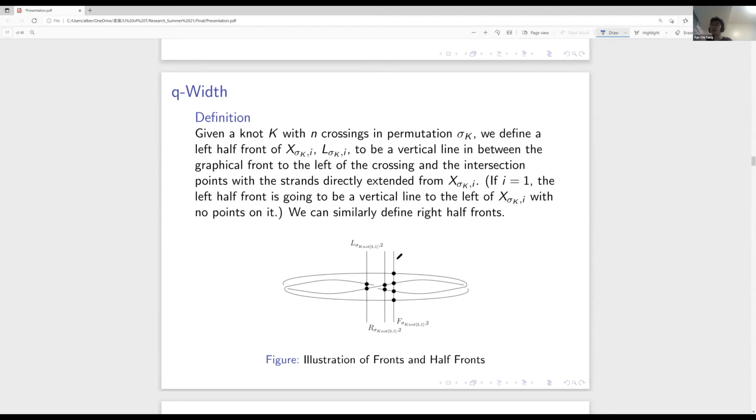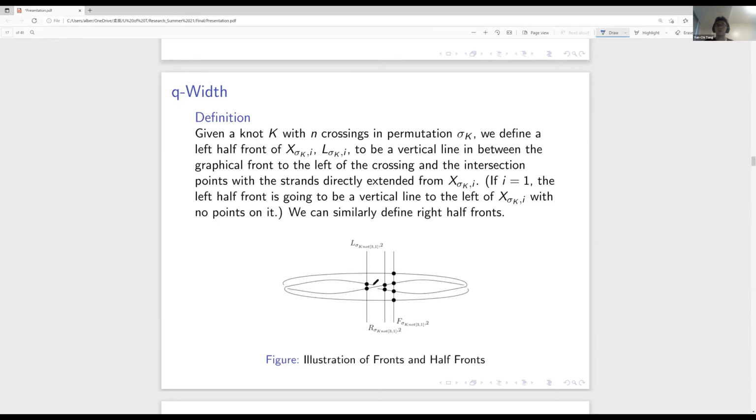To do that, we want to know what the task at hand is when we connect to the next crossing, and what we already have. So with that, we're going to define something called the left and right fronts. Left and right fronts in essence denote the information of what we need to take care of every time we bring a new crossing in. We're going to define the left half front of a crossing to be a line directly to the left of it, and the points on it are going to be the intersection points of the line segments coming directly out of that crossing.